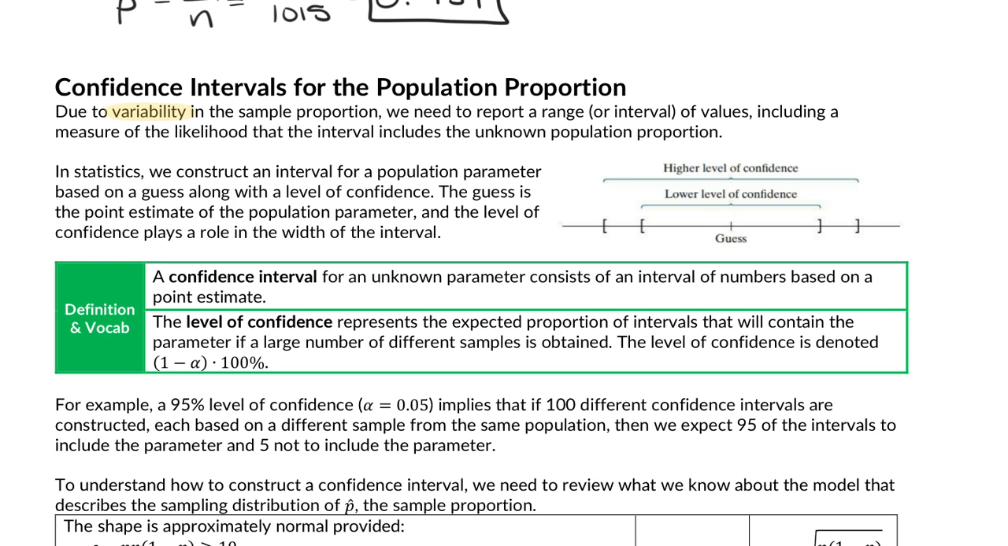Okay? A confidence interval, here's the definition. For an unknown parameter, it consists of an interval of numbers based on a point estimate. The level of confidence represents the expected proportion of intervals that will contain the parameter if a large number of different samples is obtained. The level of confidence is denoted as, we're going to highlight this in a different color if you have one, (1 minus alpha) times 100%.